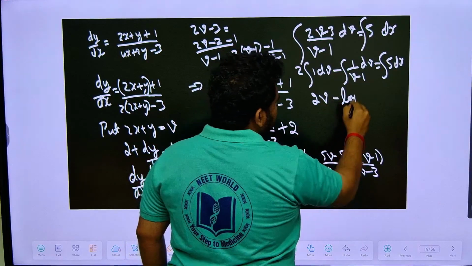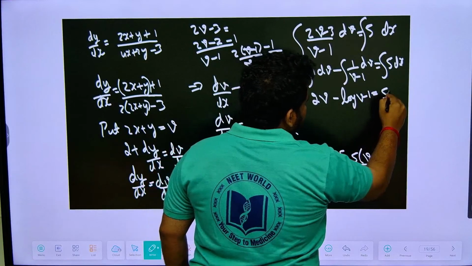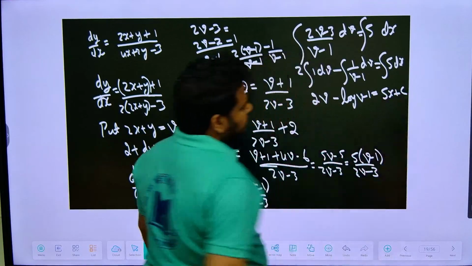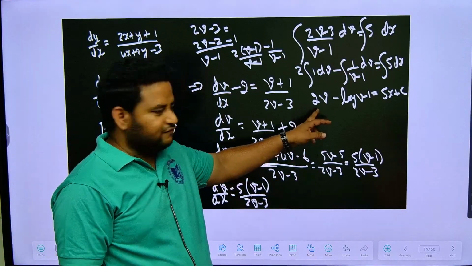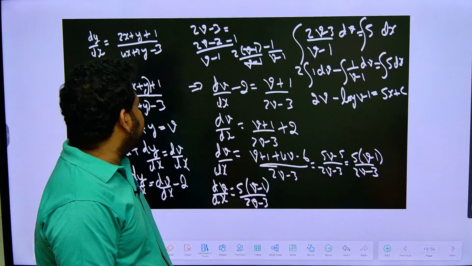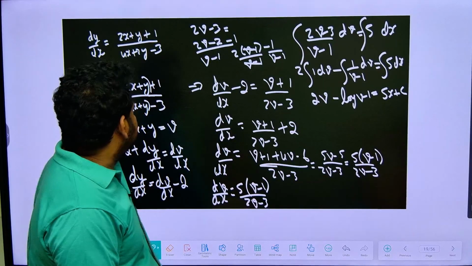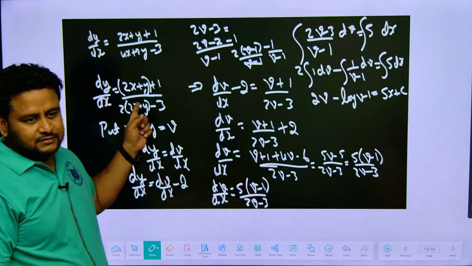Minus log v minus 1, this will be 5x, let us take it as c. What is the value of c here? Sorry, what is the value of v here? y by x, 2x plus y, 2x plus y.